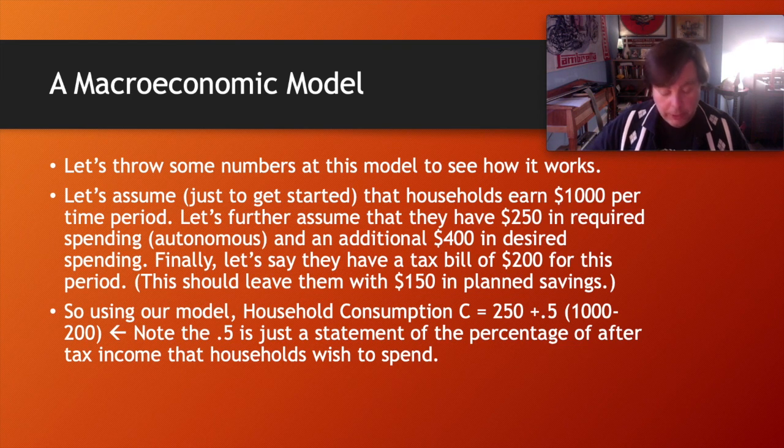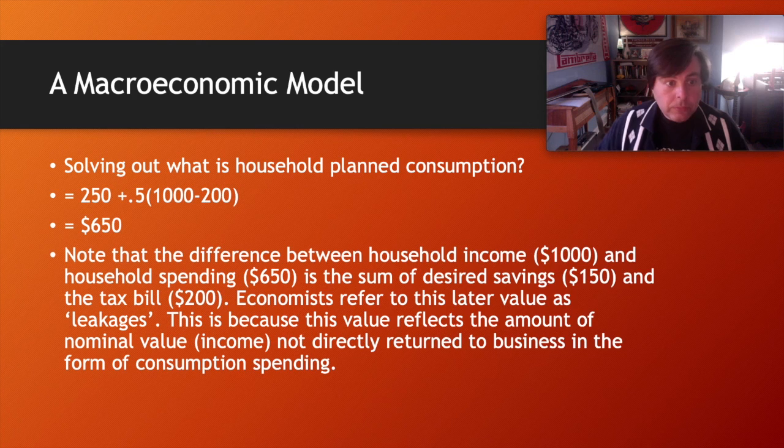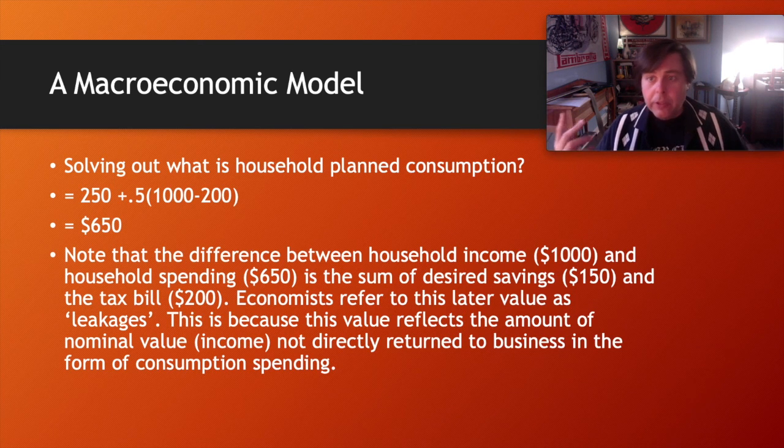Now, if it's not super clear, again, pause the video, work it out yourself, and then it will be very clear. Okay, let's continue. If we solve that out, we get 650, and then we notice that the difference between household incomes, which were 1,000, and household spending, 650, is the sum of desired savings and the tax bill. Economists call that difference a leakage. Why a leakage? Well, because it's revenue that's coming into households but isn't returning automatically to the economy. It's being leaked out of the economy, if you will.